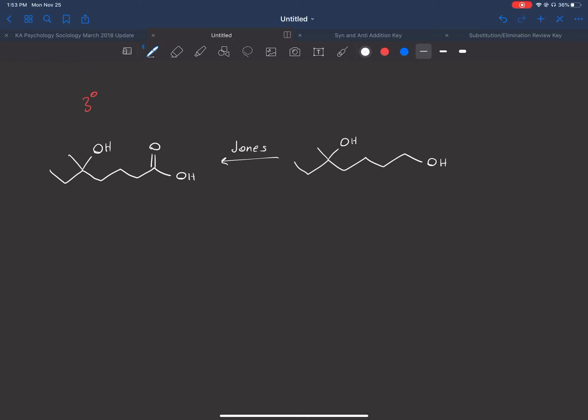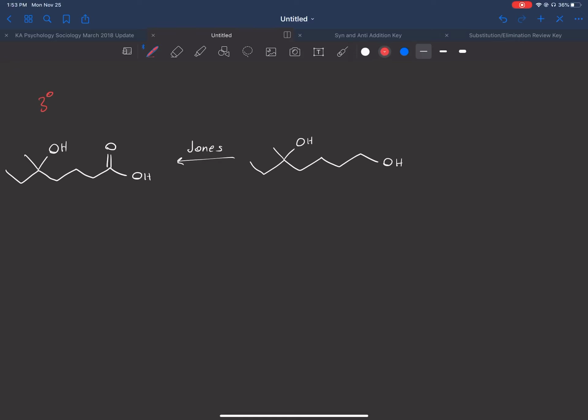Now, as always, when you go back a step, let's go forward to see if this is going to work. Here we now have a primary alcohol, and we know primary alcohols with Jones become carboxylic acids. This tertiary alcohol, remember, tertiary alcohols do not react with Jones or PCC. So this is a safe thing to do. If I go Jones, this tertiary alcohol will not be reacting. So our first step was good.